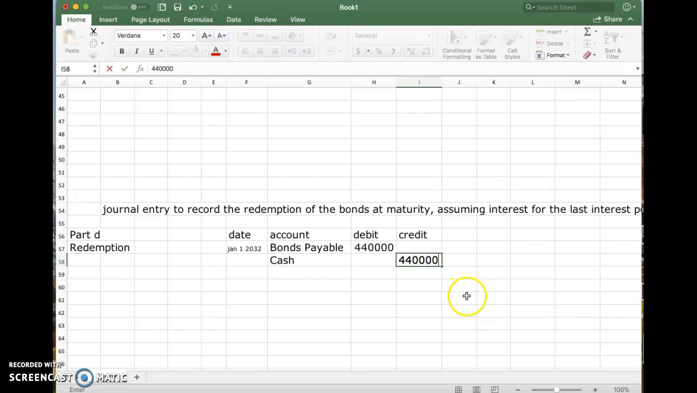And the numbers are correct. I already verified them, and I hope this helps you as you continue studying the topic of bonds.